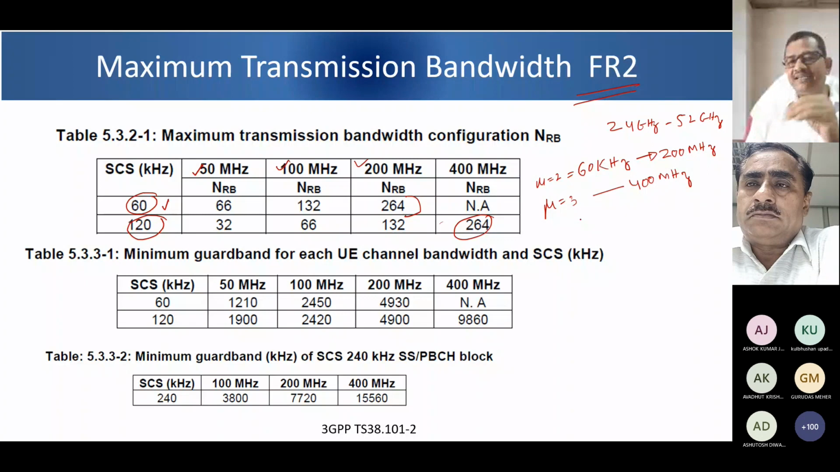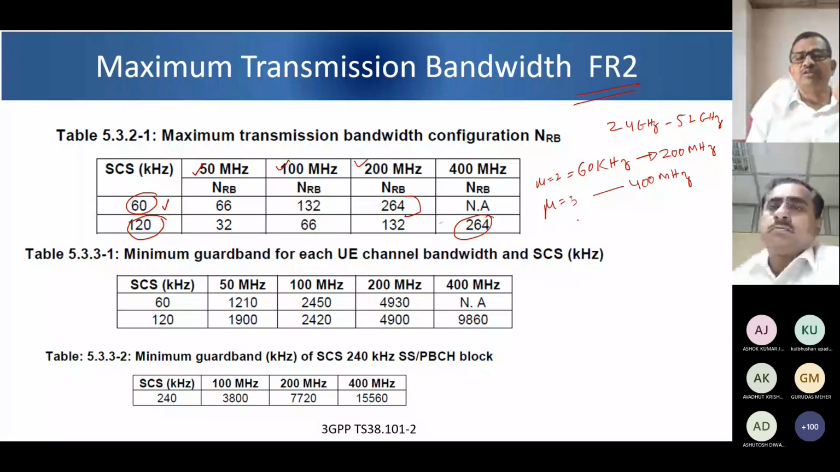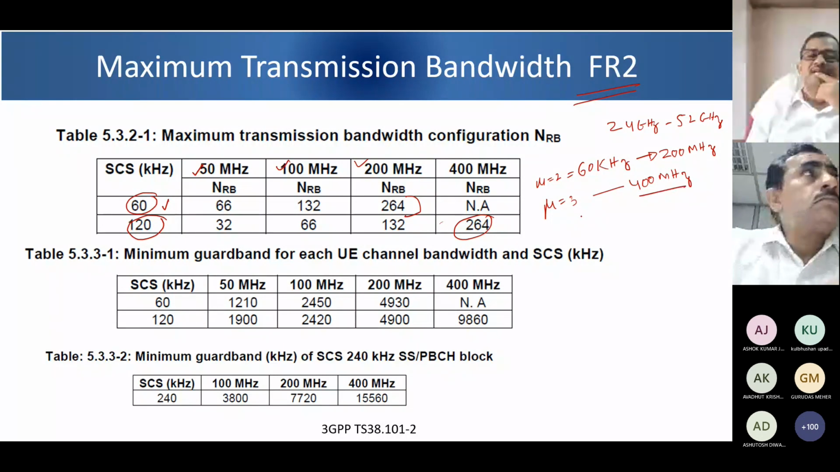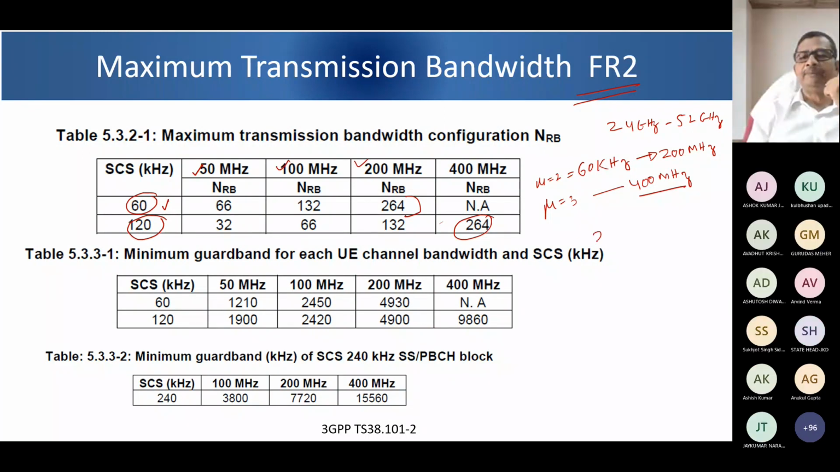But there is a finer detail: in FR1, if you use only numerology 0, you can go up to only 50 megahertz. In case of numerology 1 and 2, you can go up to 100 megahertz. In FR2, if you use 60 kilohertz, then you can go maximum 200 megahertz channel bandwidth. Only when you use 120 kilohertz are you able to reach 400 megahertz. My question is, why am I not talking about 240 kilohertz subcarrier spacing here? Mu is equal to 4. This table does not have it.